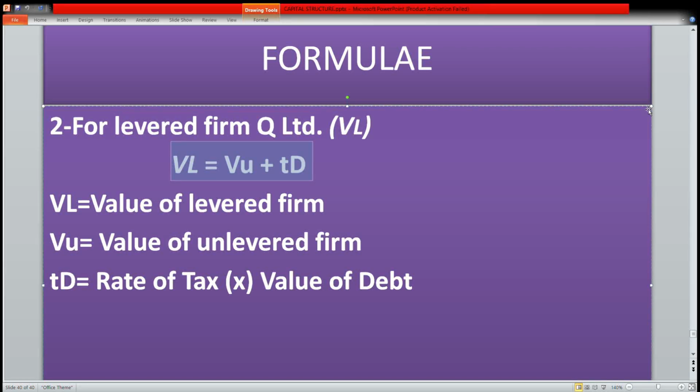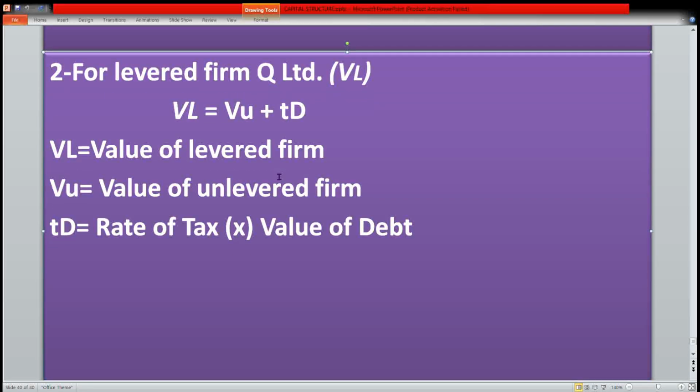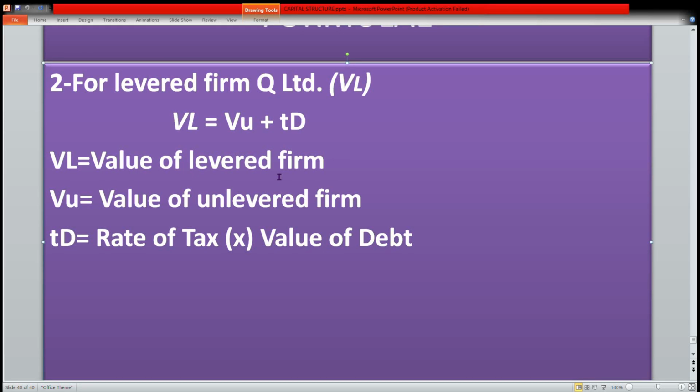Levered firm means the capital structure consists of debt and equity. So when both debt and equity are there, the value of the levered firm is equal to the value of the unlevered firm plus T into D. T stands for your tax rate and D stands for the value of debt. With this we can go for a graph, and then we will come to the problem, so that the theory part of the Modigliani-Miller hypothesis will be thoroughly clear.